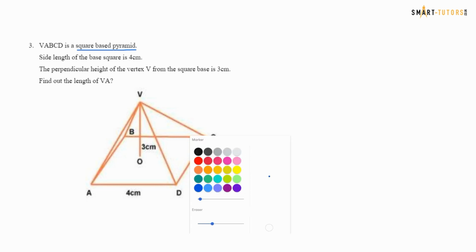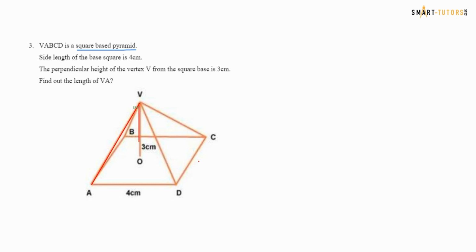Now here, same concept, I'm going to use the red color. So this is VA, trying to use the ruler to make it a straight line. So this is VA, right? And this is VO. And the diagonal, I'm going to connect AC here, right?